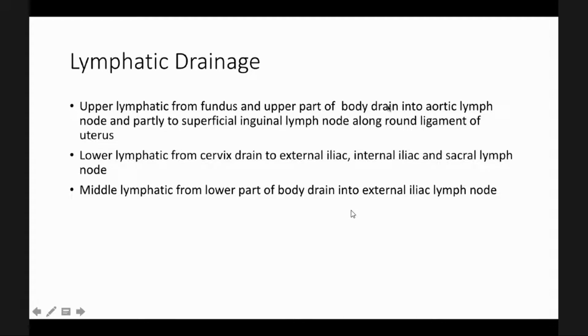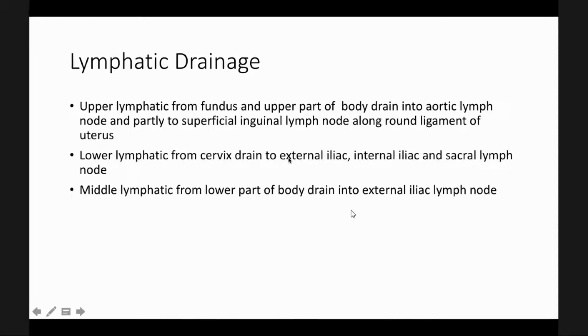You all have seen this. So some lymphatics, most of the lymphatics pass to the aortic lymph nodes, but some lymphatics along with this ligament go to the superficial inguinal lymph nodes. So you have to find out if there is enlargement of the superficial inguinal lymph node. Okay, infection or some metastasis may have occurred from some visceral organ also. You have to take into consideration. Okay, because the superficial inguinal lymph node has its drainage from the uterus as well.